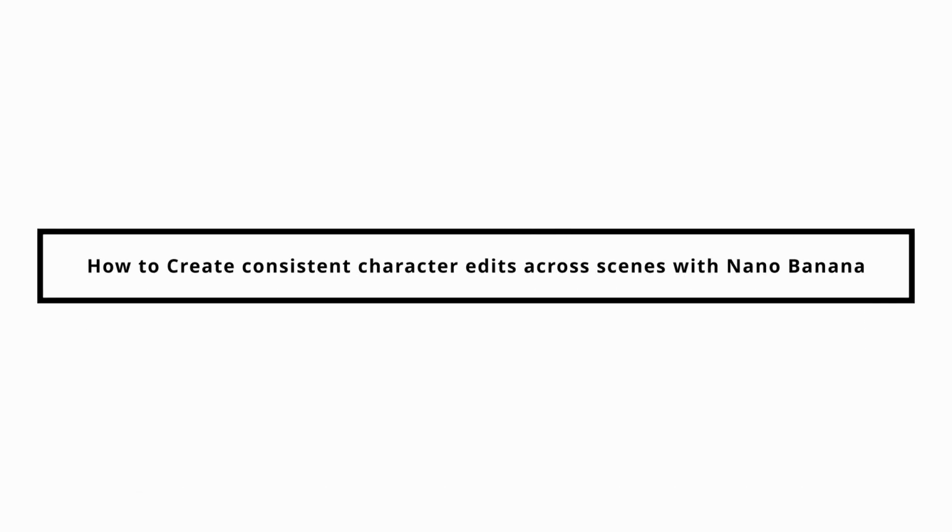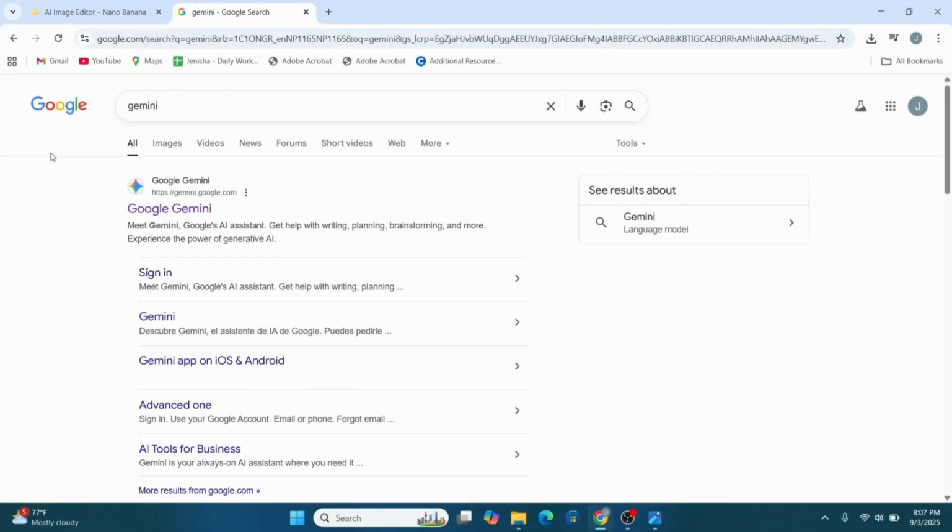Hello, everybody. Have you ever tried editing photos or scenes, but the character keeps looking different every time? So within Google's Nano Banana inside Gemini, we can create consistent character edits across multiple scenes fast and easy. So you can open up Gemini for that.